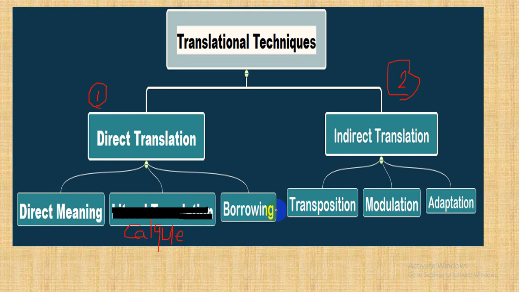So what is the difference between borrowing, calque, and direct meaning? We are going to find out just in a minute. And if this direct translation again doesn't help you with a satisfactory equivalence, go for the indirect one. Under the indirect one, we have four translational strategies. The first one is transposition, the second one is modulation, the third one is adaptation, the fourth one is equivalence.